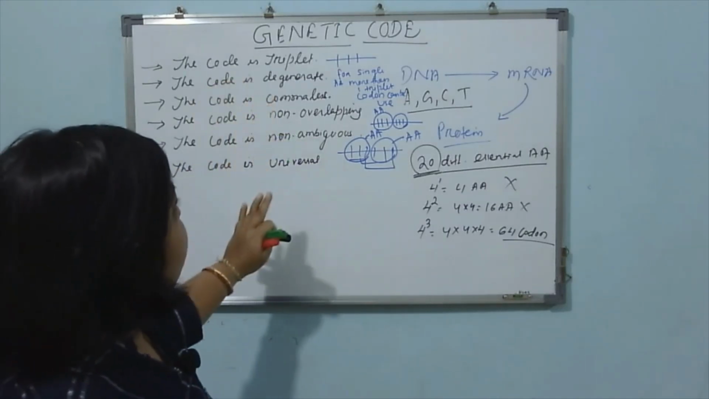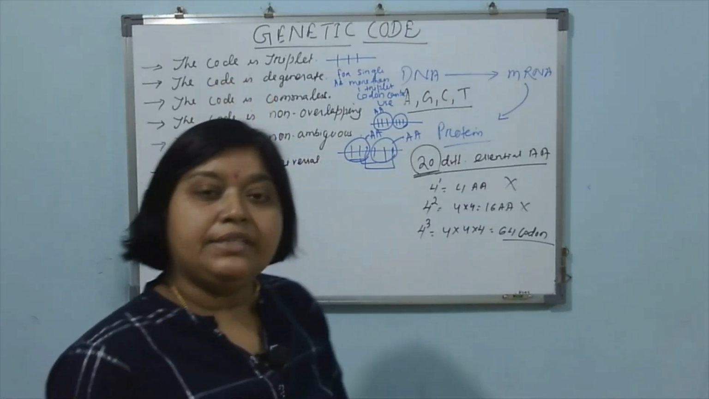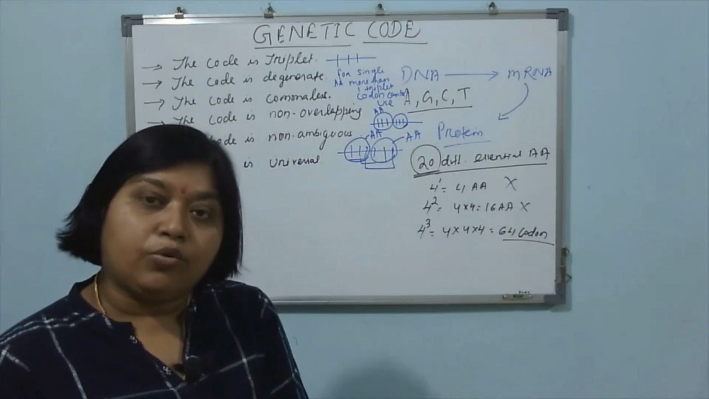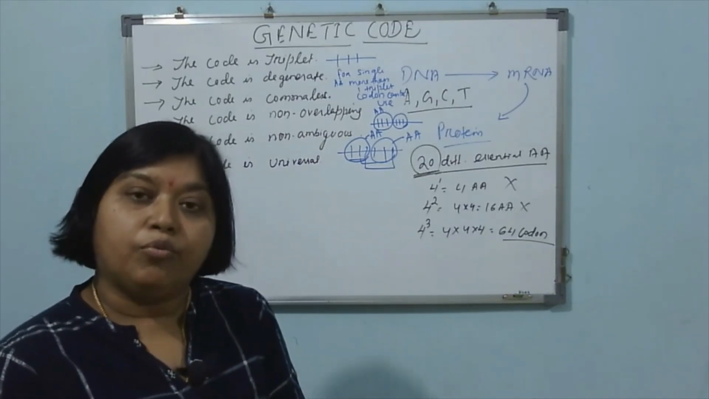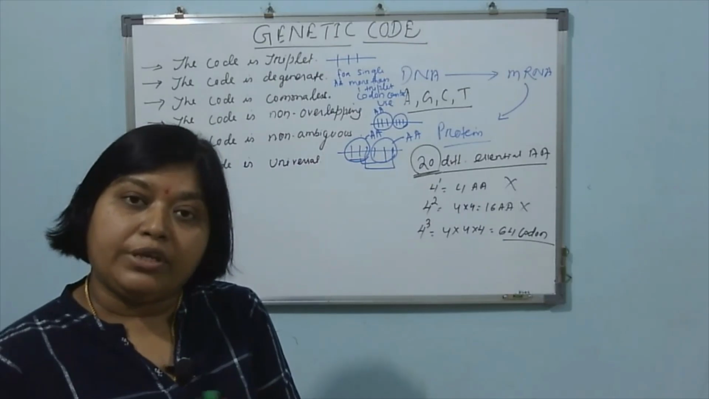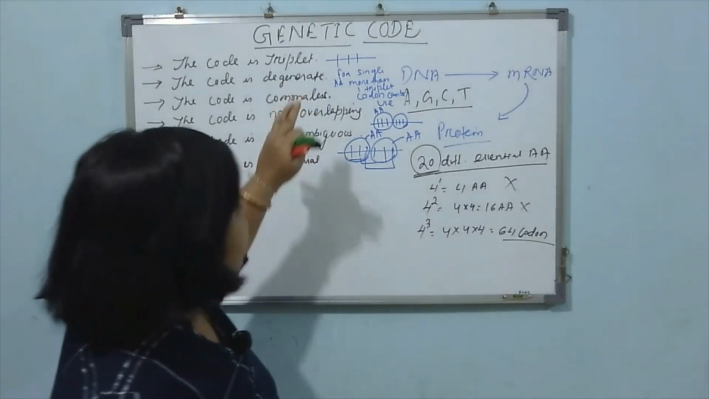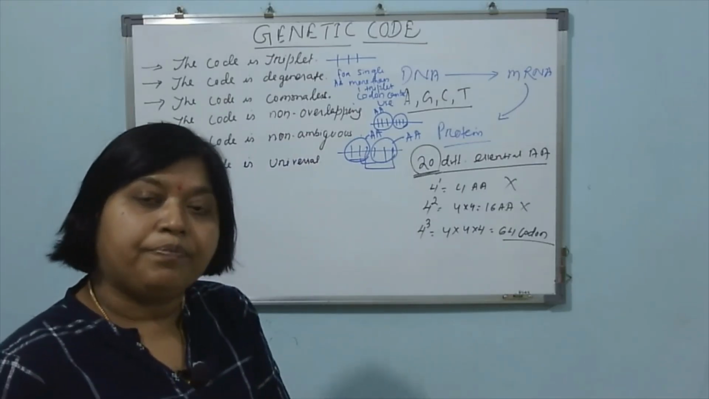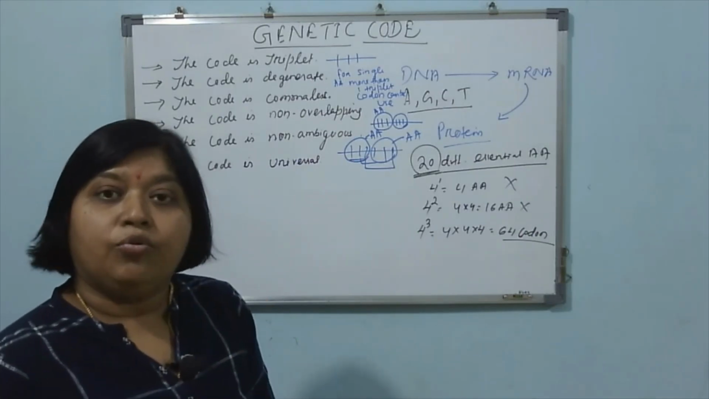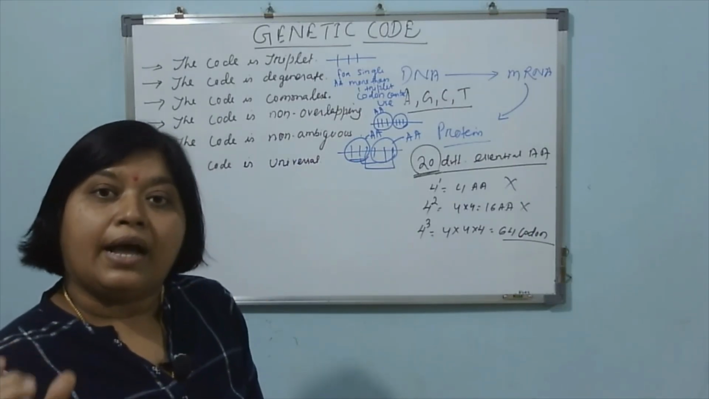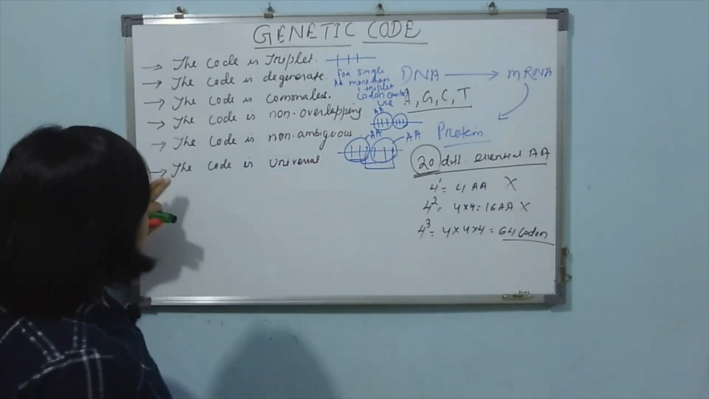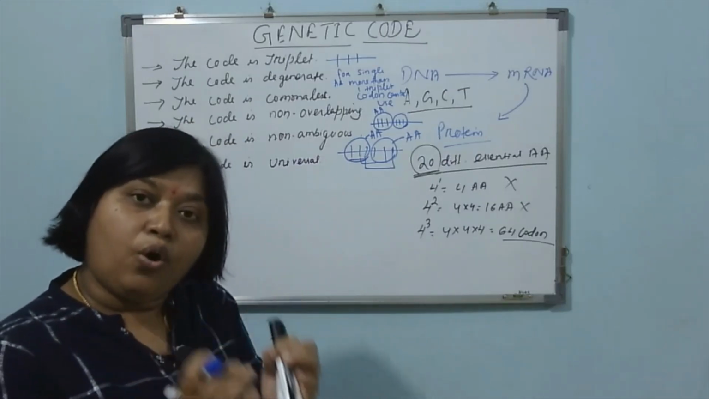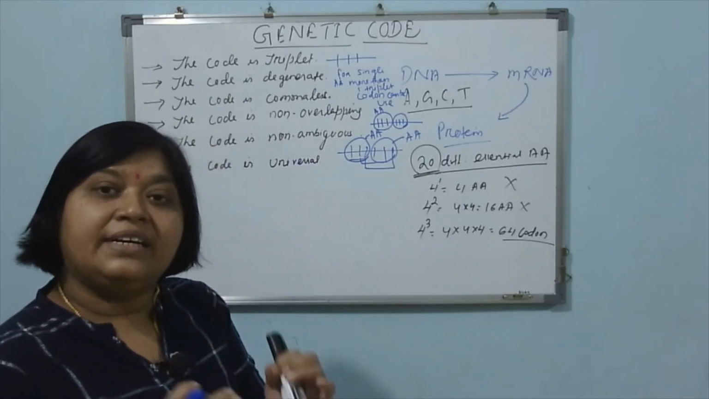The fifth property of the genetic code is that it is non-ambiguous. It means there will be no ambiguity about a particular triplet codon. A particular triplet codon will always code for the same amino acid. There may be degeneracy. It means each amino acid may have more than one triplet codon, but each triplet codon will code for a particular amino acid. The sixth property is that the code is universal, and it is always true in all types of cells present in this world.